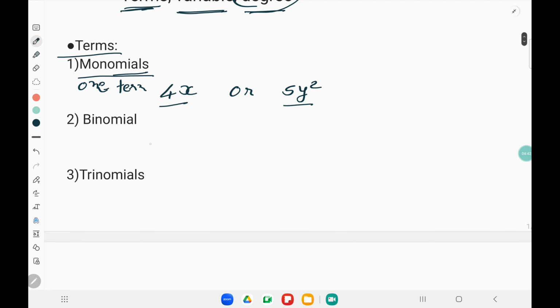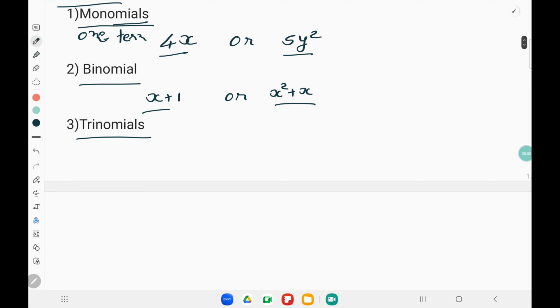Okay, binomial. If any polynomial has 2 terms like x plus 1 or x square plus x, any 2 terms, if a polynomial has 2 terms then we call it a binomial.